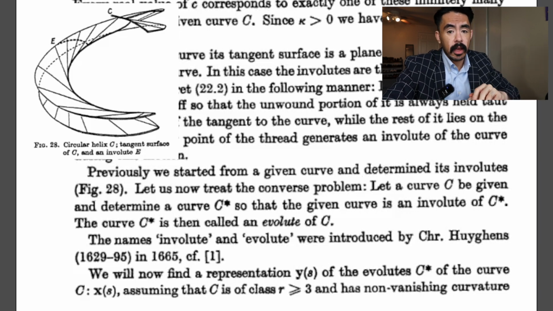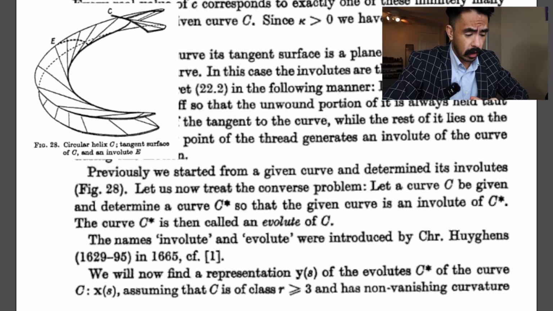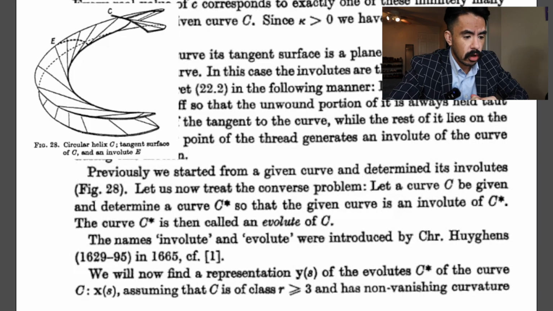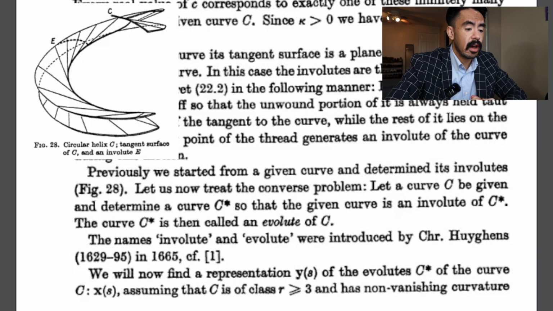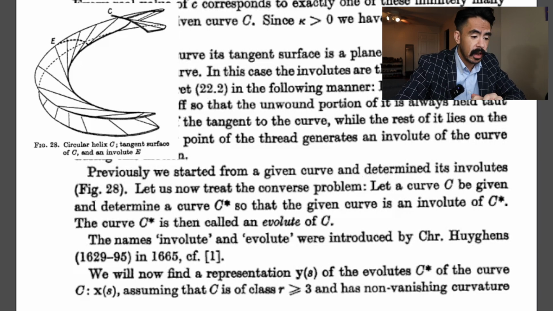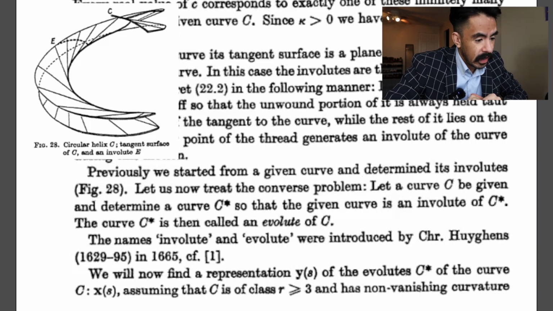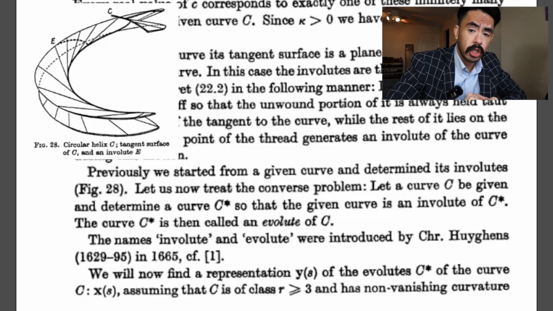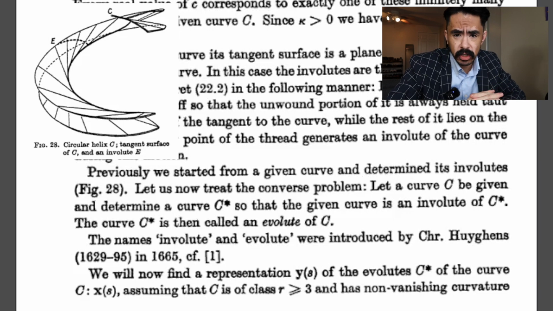And here we have a historical note, the first of a couple that we're going to have. The names involute and evolute were introduced by Christiaan Huygens, who lived from 1629 to 1695, in 1665, in a work called Horologium Oscillatorium, Part 3, which was actually published, I guess, in 1673.